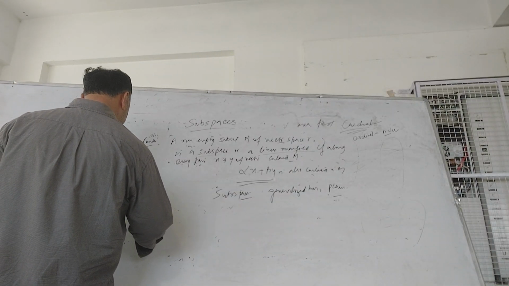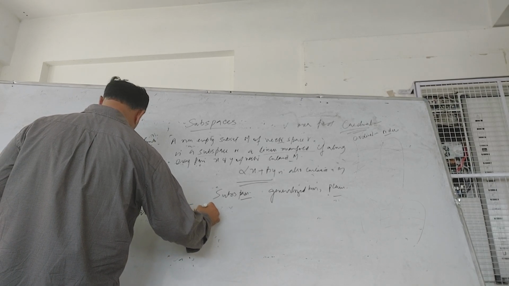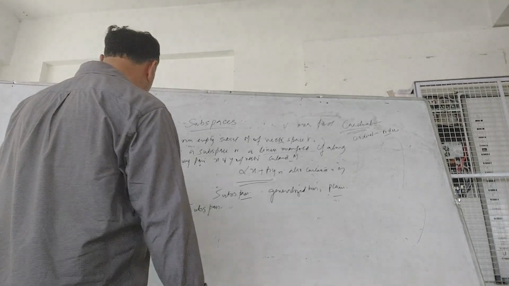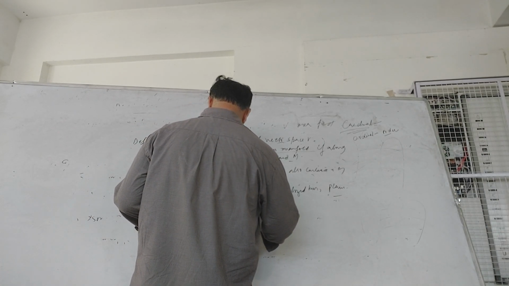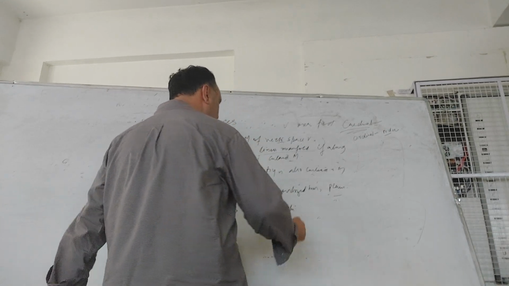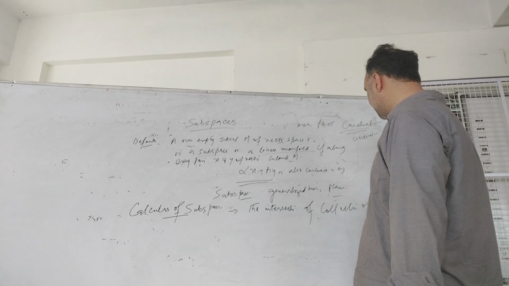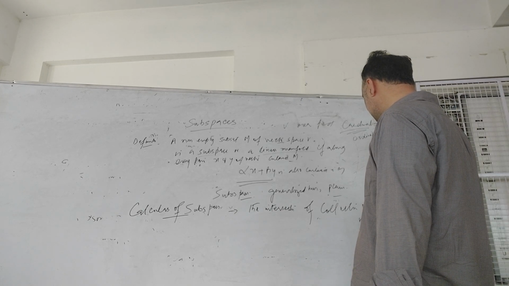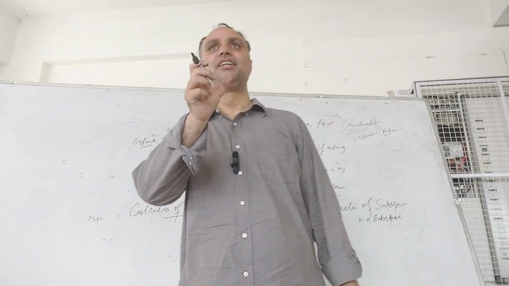Now, the calculus of subspaces. The intersection of any collection of subspaces, so again it's an interesting and intuitive result, is a subspace. You can feel that the intersection of a collection of subspaces is a subspace. You have defined a subspace.